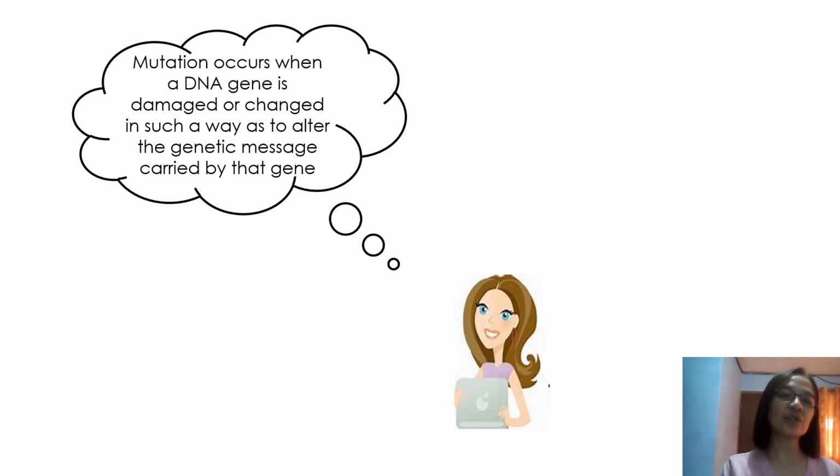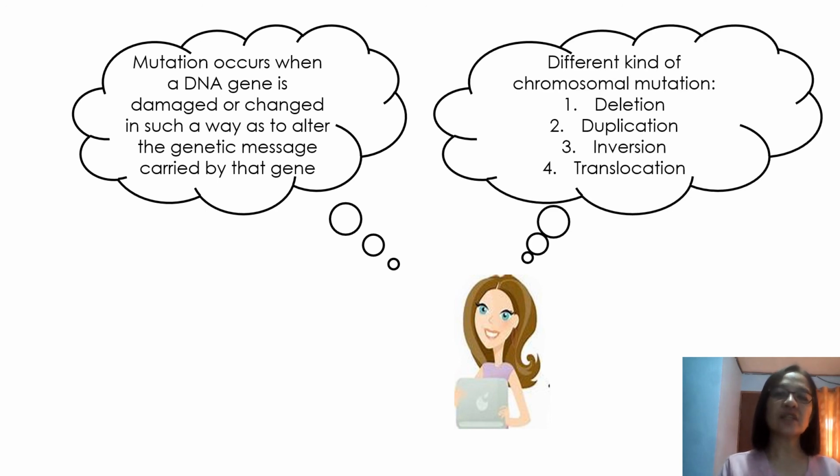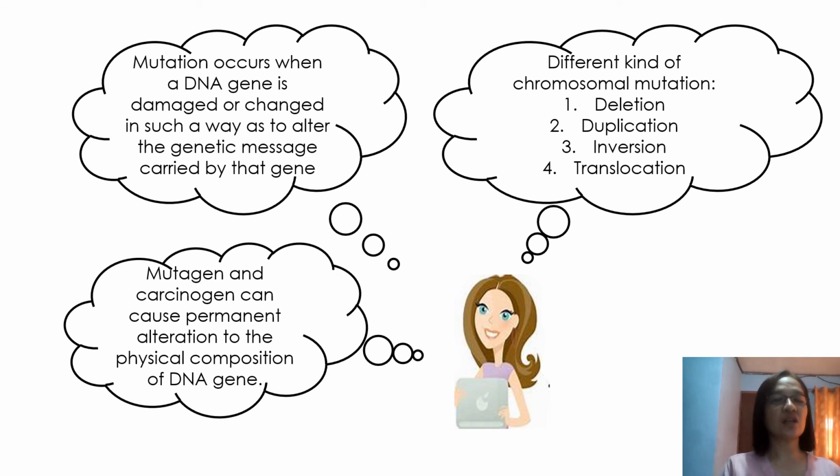Let us summarize our topic. Mutation occurs when a DNA gene is damaged or changed in such a way as to alter the genetic message carried by that gene. Different kinds of chromosomal mutation: deletion, duplication, inversion, translocation. Mutagen and carcinogen can cause permanent alteration to the physical composition of DNA gene.